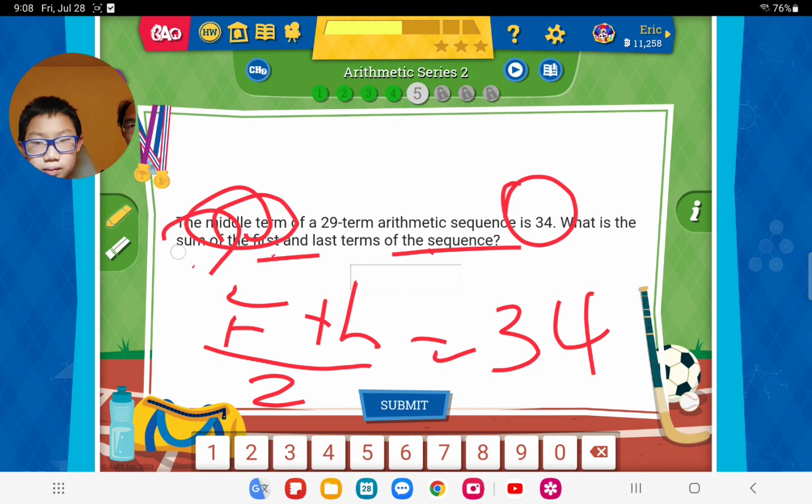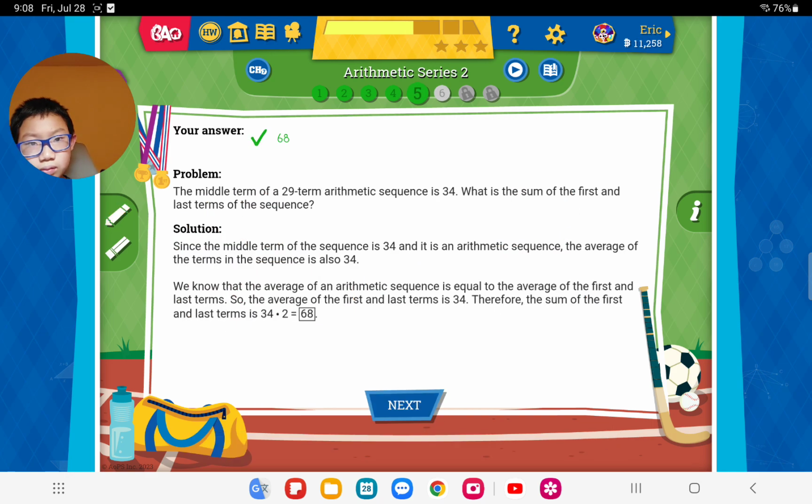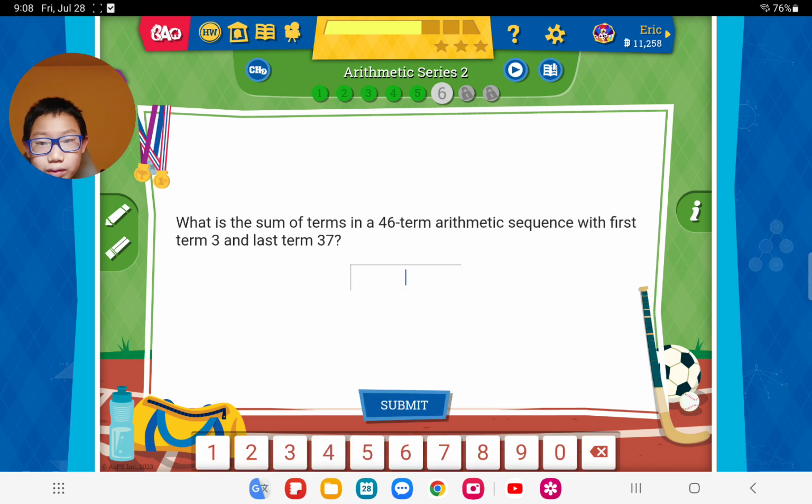So what's the sum of the first and last? This is the question. The sum of the first and last is 68. Yes. What is the sum of terms in a 46 term arithmetic sequence with first term 3 and last term 37? What's the sum? Just the sum.